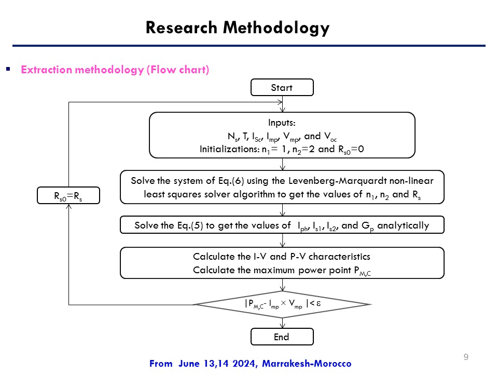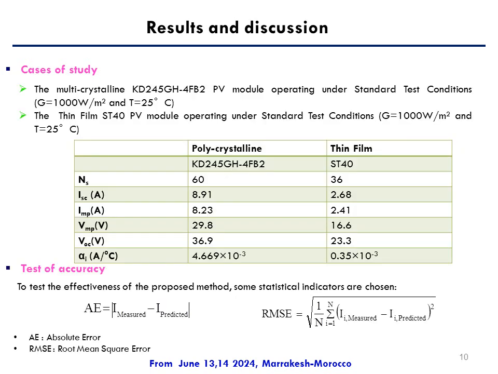Here we have the flowchart of the proposed method. We start with the input data, then initializations, and the numerical extraction of N1, N2, and Rs, and then the analytical extraction of IPH, IS1, IS2, and JP, and finally the calculation of the electrical characteristics, IV and PV curves.